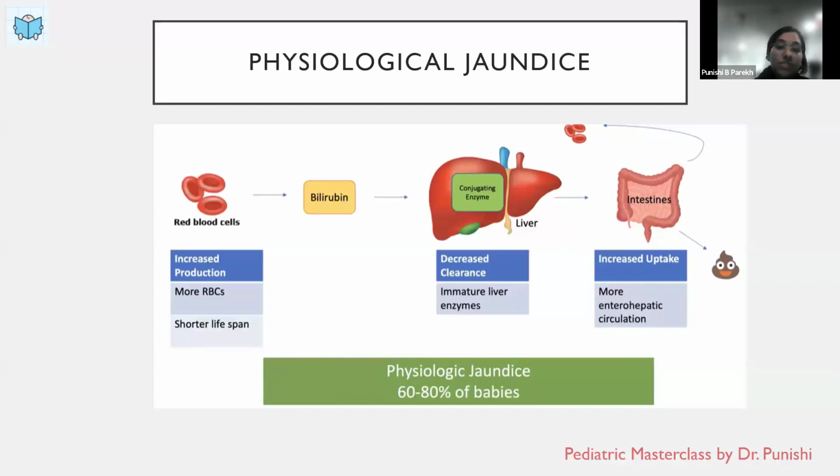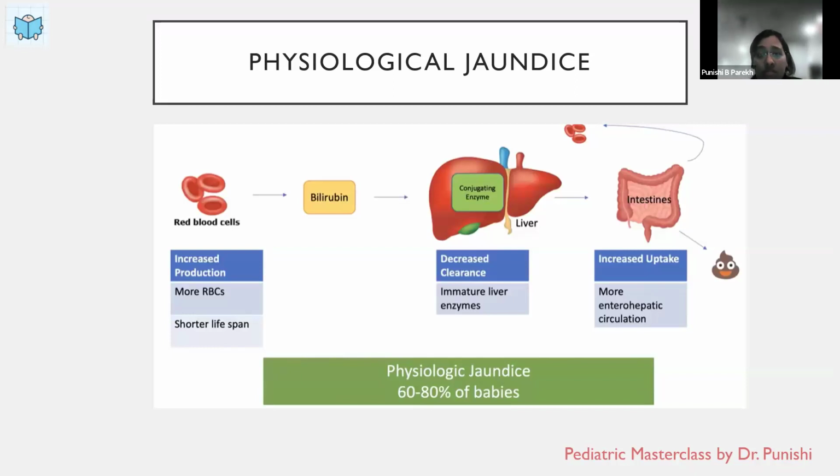The next step is with respect to conjugation. So we saw in the bilirubin metabolism that once the albumin bilirubin complex enters the liver, it undergoes conjugation by the enzyme UGT1A1. But newborns have immature liver enzymes. It takes them about 6 to 12 weeks for the enzymes in the newborn to be as effective as that of an adult. So because they have immature liver enzymes, the conjugation process is delayed or slow, and that's why you have impaired or less conjugation of bilirubin, and you have higher levels of unconjugated bilirubin.